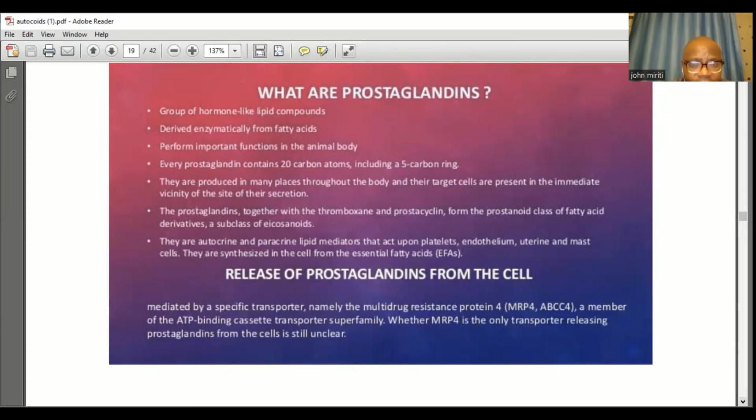eicosanoids. These are the mediators of inflammation. We have studied them somewhere else in inflammation. They are autocrine and paracrine lipid mediators that act upon platelets. They work on the platelets, the endothelium, the uterine muscle and the mast cells. They are synthesized in the cells from the essential fatty acids.